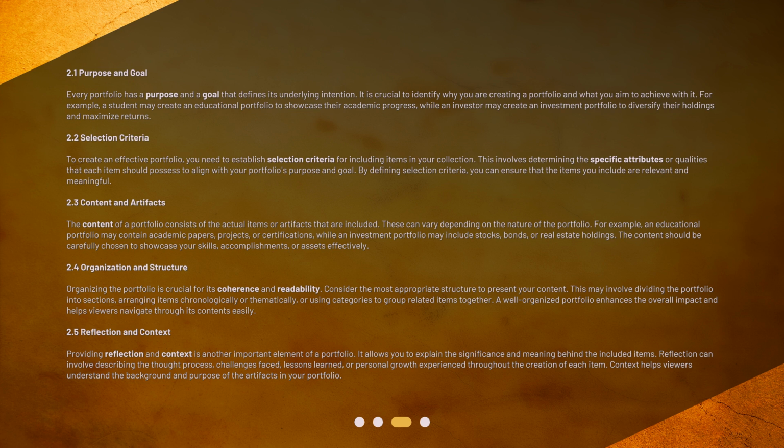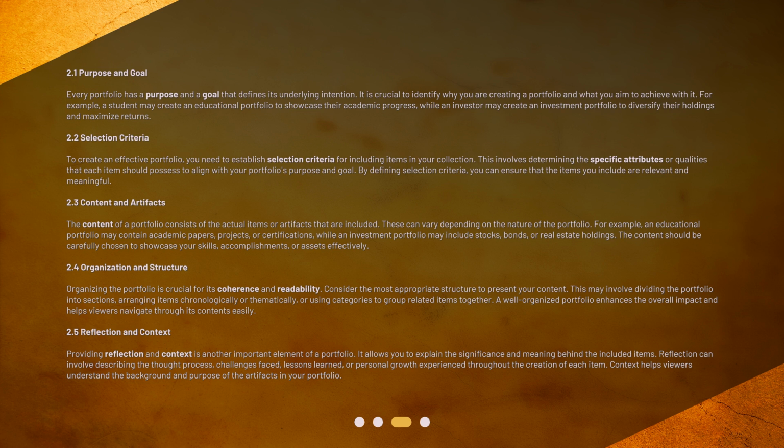2.2 Selection criteria. To create an effective portfolio, you need to establish selection criteria for including items in your collection. This involves determining the specific attributes or qualities that each item should possess to align with your portfolio's purpose and goal. By defining selection criteria, you can ensure that the items you include are relevant and meaningful.